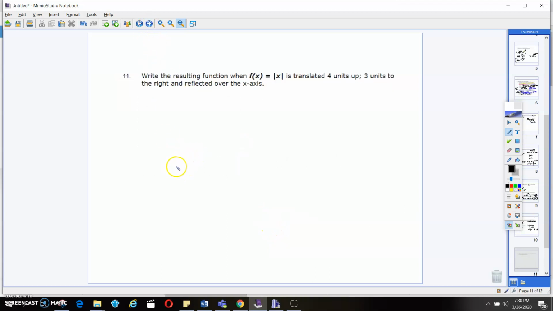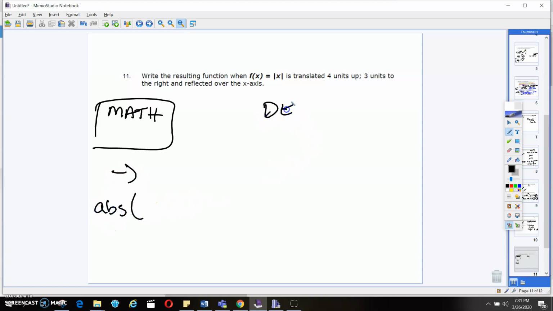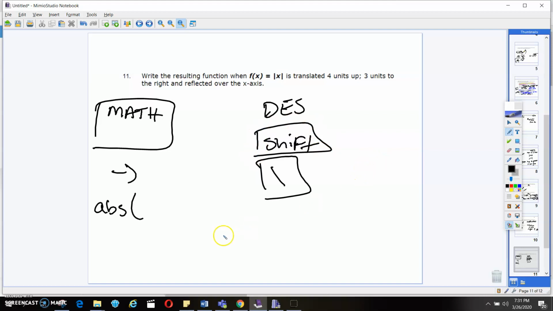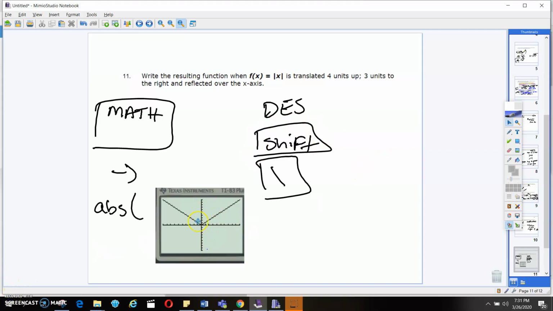All right, last one. I've got 30 seconds. Write the resulting function when f of x equals absolute value of x. So if you're trying to put this function into your calculator, you're going to hit math. You're going to scroll to the right, and then you're going to hit ABS. Okay, if you're putting this in Desmos, you're going to hit shift, and then you're going to hit that backslash button, which is right above the enter button. So keep that in mind when you're graphing these. So this is what the OG function looks like, or the parent function. And then I'm about to put what the answer would be for this one. And this would be your final answer because this would be the reflection. This is moving 3 units to the right, and this is moving 4 units.